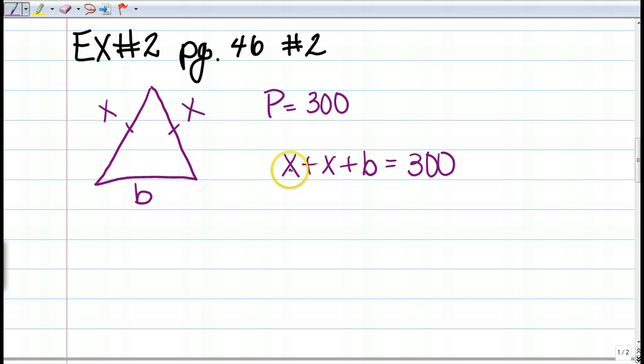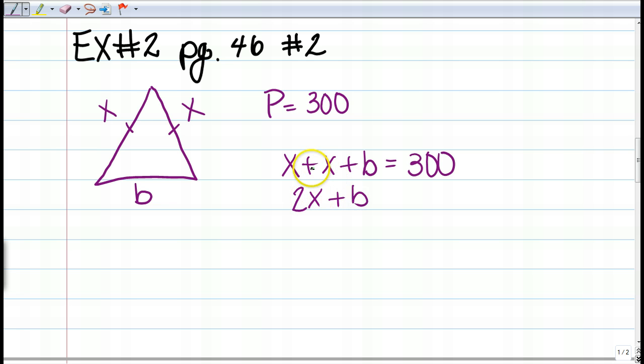Now, I'm going to want to solve for x. And I know this gets tricky because you have two variables in here. You have an x and a b, and you're like, well, how do I know which one to solve for? Well, what is the question? The question was, how long is each leg? So here are my legs, and x represents the leg. So I'm going to add those two legs together.